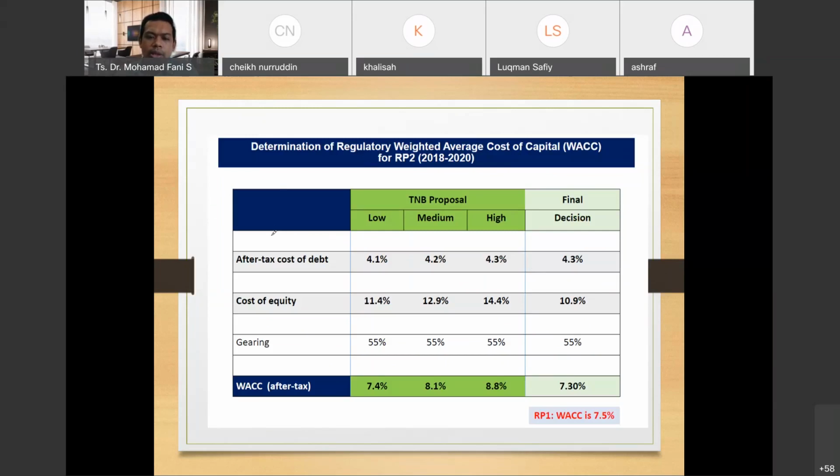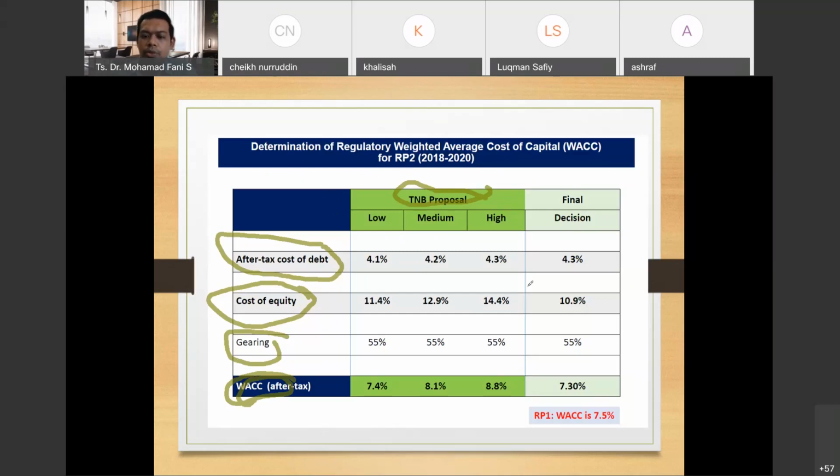But for this one, under the WACC, there is the after-tax cost of debt, cost of equity, gearing. All these things are related to the stock market. You can view the performance of the TMB in investing.com and other parts of the stock market to get this information. But every three years or RP, from RP1 to RP2, TMB will submit the proposal to declare their WACC to be put on the calculation of the revenue.